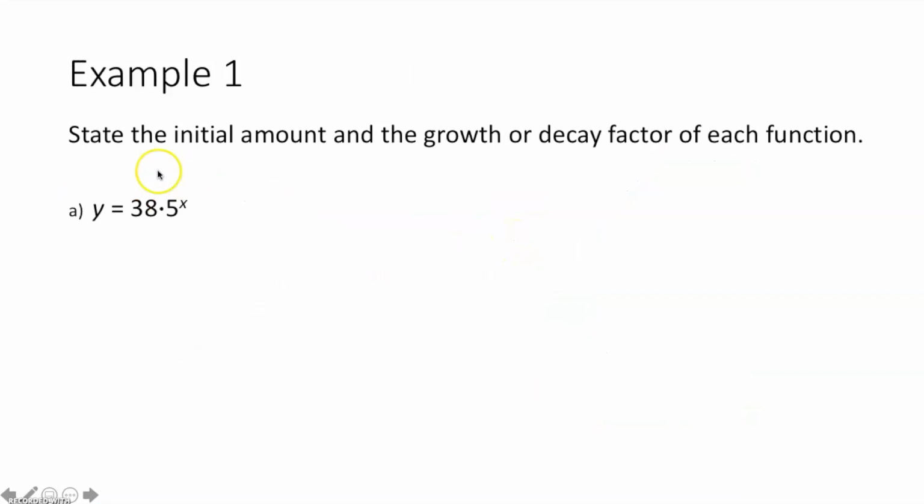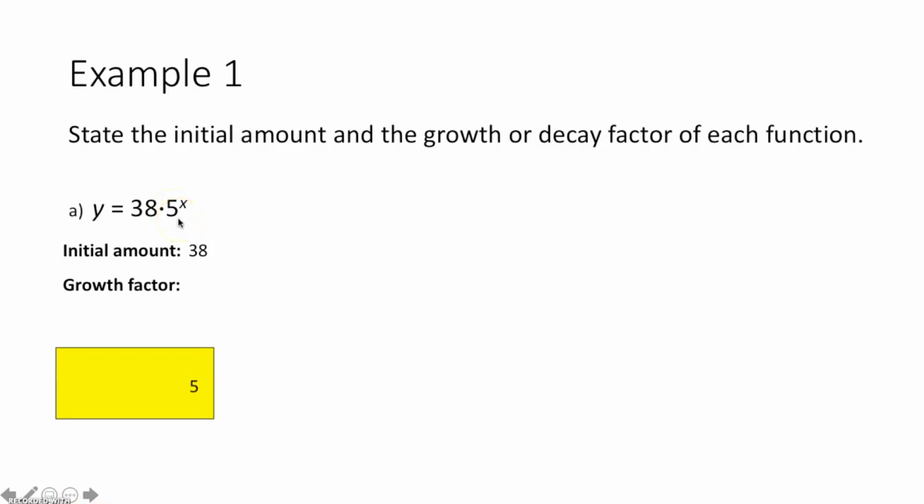Example time. Example 1 says state the initial amount and the growth or decay factor of each function. If you've been staying with me and taking the notes, this is going to be super easy. We have y equals 38 times 5 to the x. Your initial amount is your a value. If we think about this as y equals a times b to the x minus h plus k, your a value is your initial amount and your b value is your growth or decay factor. So in this case, your initial amount would be 38. Your factor is a growth factor because it's greater than 1, so your growth factor would be 5, and then you're done.